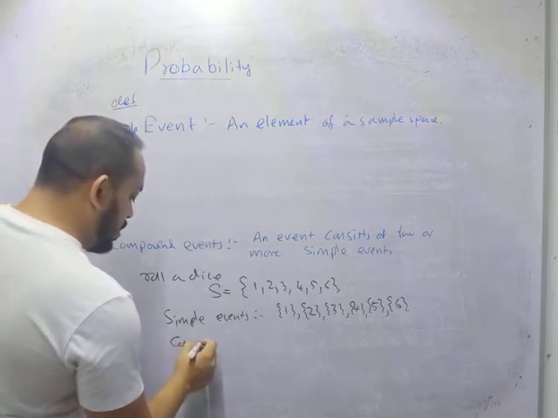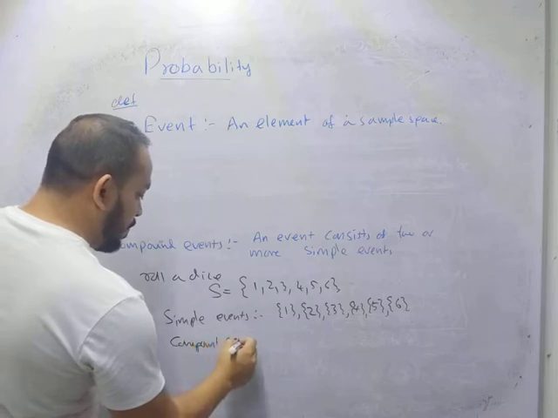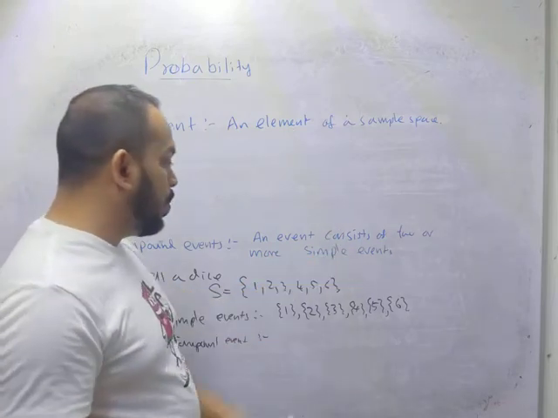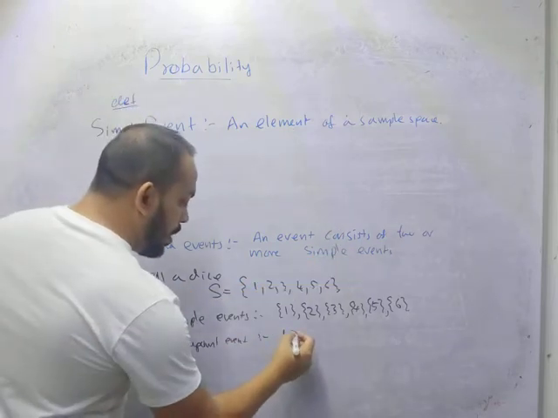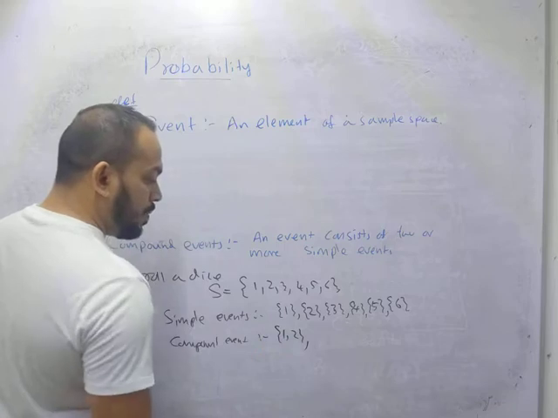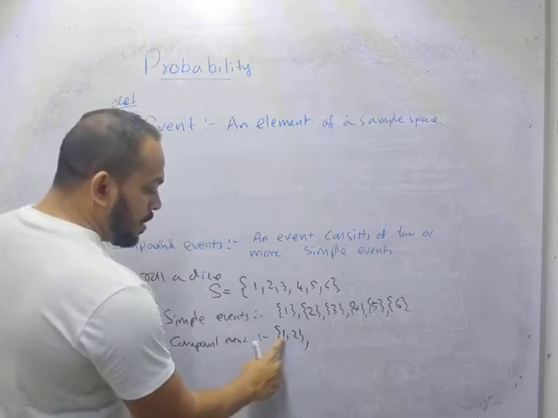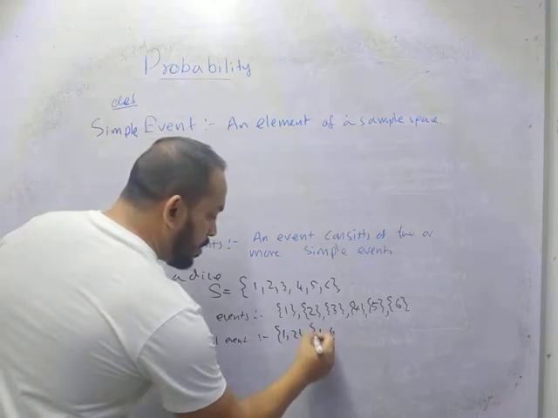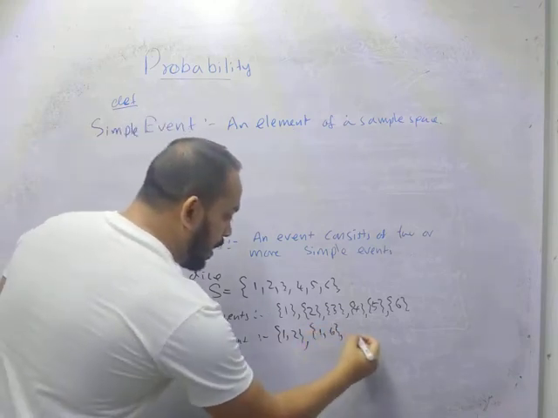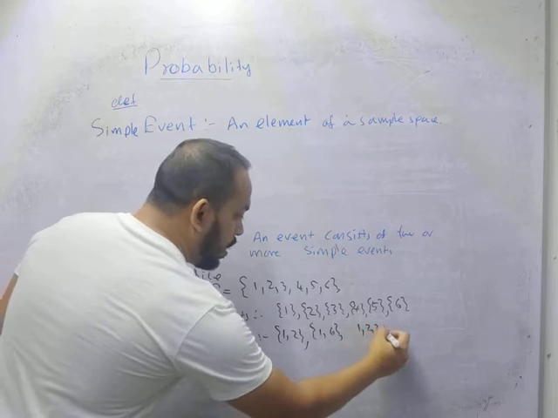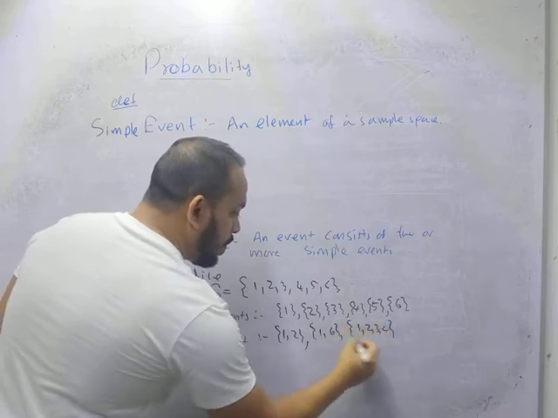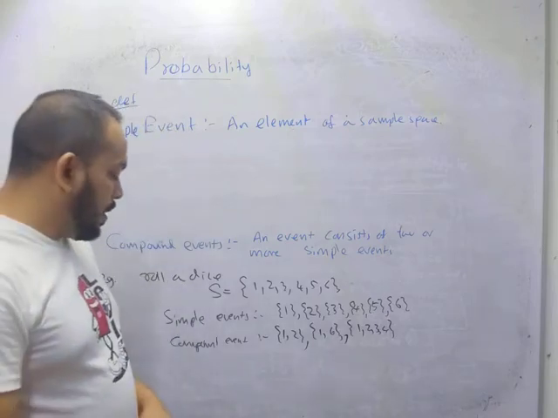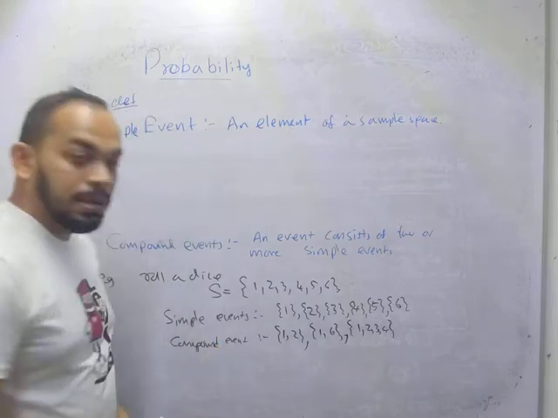What are compound events? A compound event means it can be 2 or more simple events. For example, 1 and 2. It consists of the simple event 1 and also the simple event 2. Or we can have 1 and 6. Or we can have just 1, 2, 3 and 4. These are compound events.